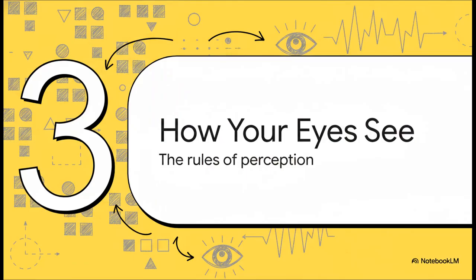So how do we even decide what's signal and what's noise? Well, lucky for us, a bunch of psychologists figured this out 100 years ago with something called the Gestalt principles. Now, don't let the name scare you. These are basically the built-in shortcuts our brains use to automatically find patterns and create order out of visual chaos.